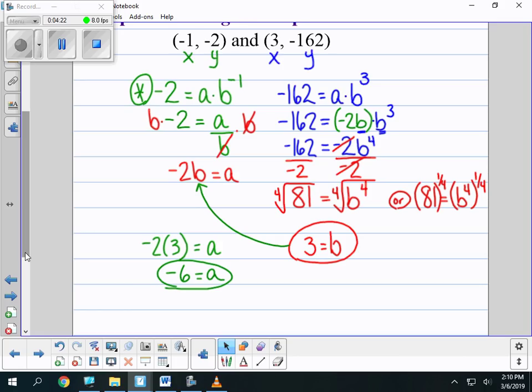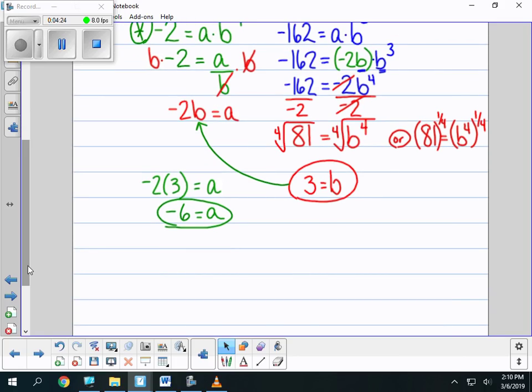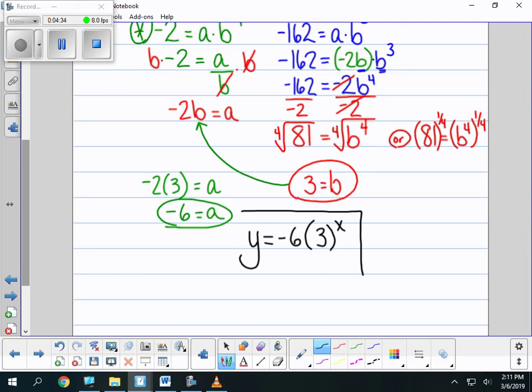And my final step, since my directions told me to write the equation, I'm going to use a and b to write the equation. And it would be y equals -6 times 3 to the x power. And that is how you use an exponential system and substitution to write an equation from 2 points.